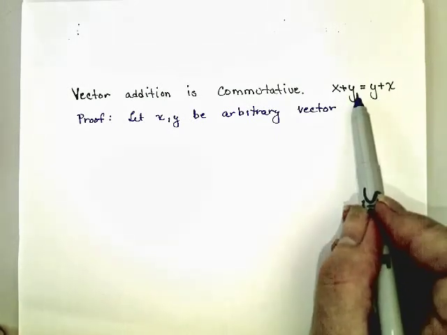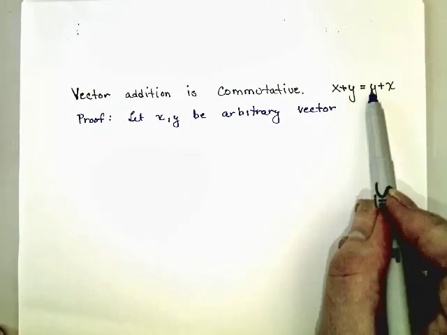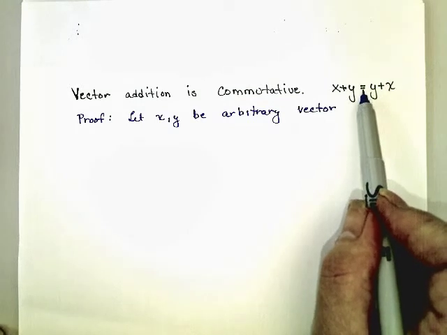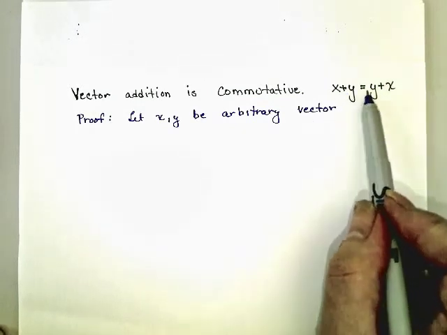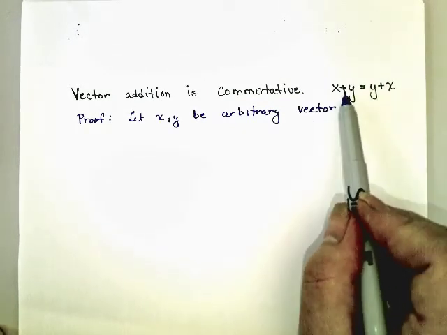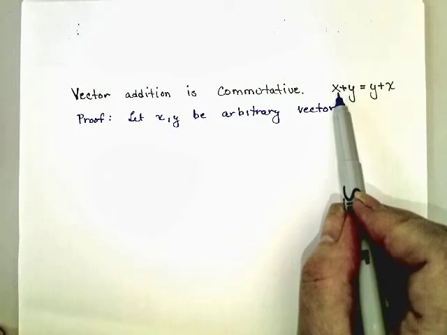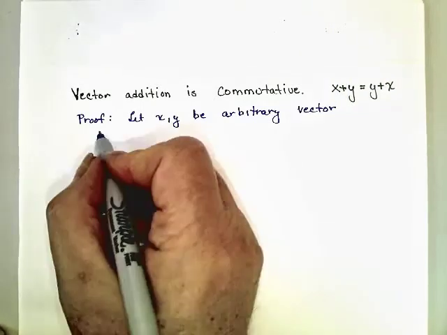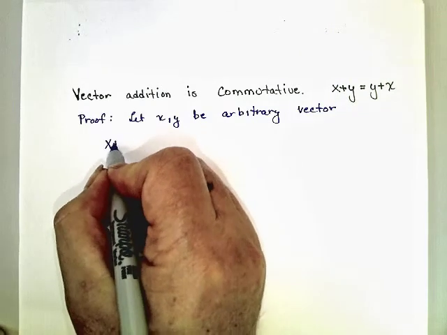The way we're going to do this is we're going to start with one of the sides of our equation and show that it's equal to the other side. It really doesn't matter which we start with, but most of the time we start with our left-hand side. So we'll start with x plus y. Now what does that mean?